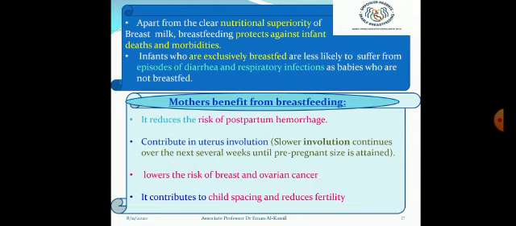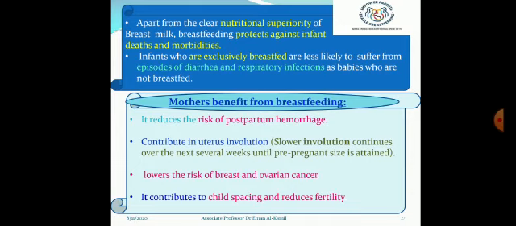There are also benefits for the mothers, rather than only the baby. Not only does the baby benefit from breast milk, but also the mother benefits from breastfeeding. It reduces the risk of postpartum hemorrhage, and it contributes to uterine involution. Every time the child breastfeeds, the uterus will contract and reduce in size, returning to its normal size before the pregnancy.